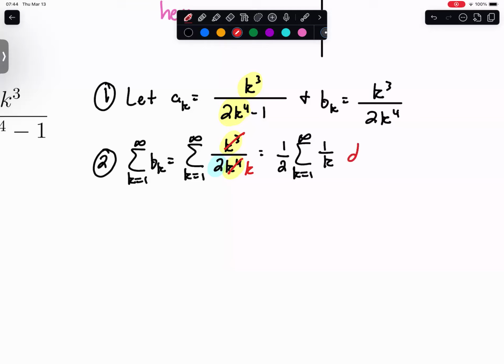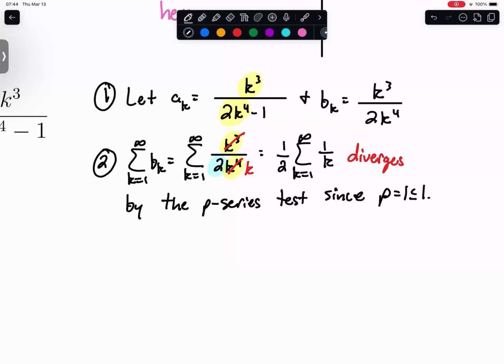So let's put that down. I know that this series diverges by the p series test. And I know it diverges by the p series test because my particular p here is 1, and the p series test says if p is less than or equal to 1, it will diverge.